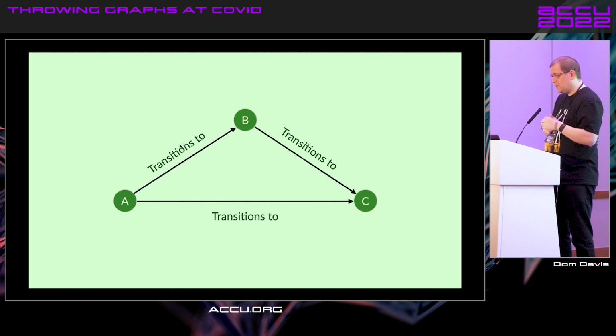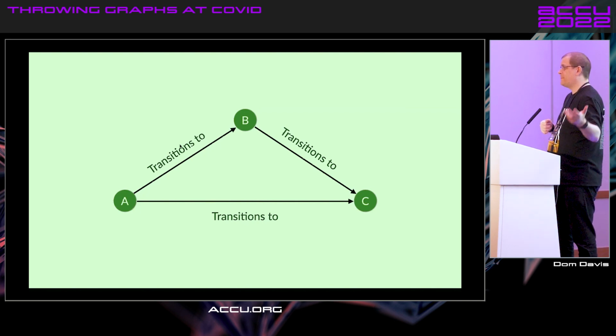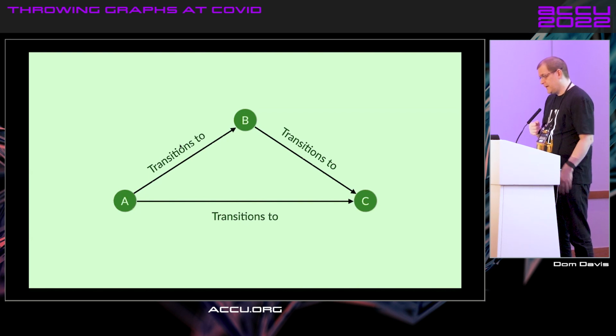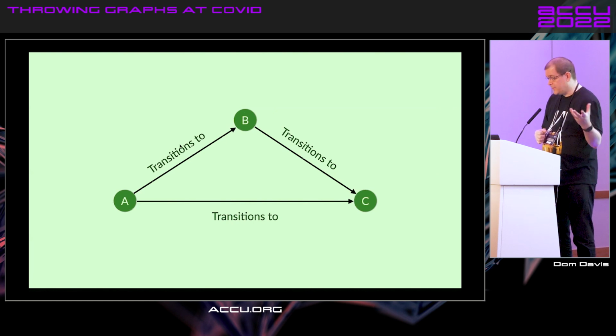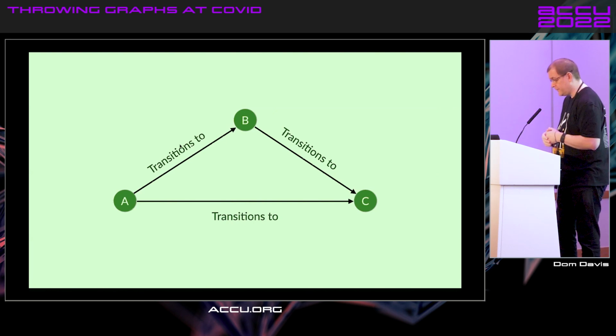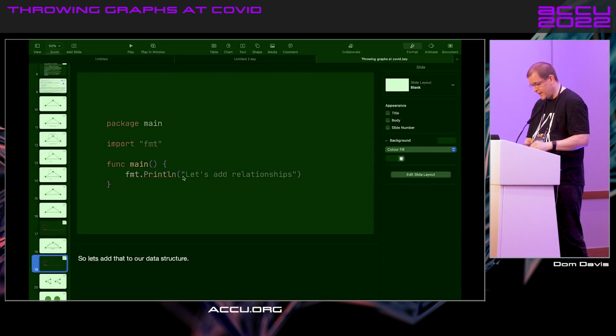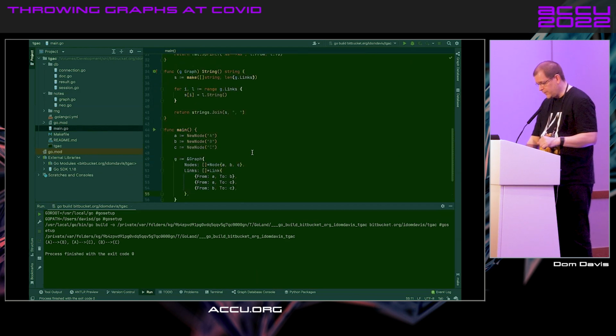So you can start using phrases like A transitions to B. So if you've got a state machine, state A transitions to state B, and you're now reasoning about your graph and reasoning about your data rather than just A is linked to B somehow. And this becomes very important later when we start having different types of link. So let's add the relationships to our code.